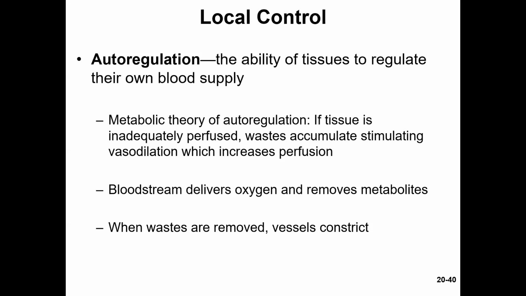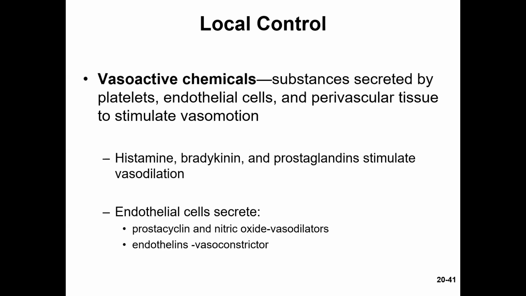The bloodstream delivers oxygen and removes metabolites. When wastes are removed, the vessels constrict. Vasoactive chemicals are substances secreted by the platelets, endothelial cells, and perivascular tissue to stimulate vasomotion. These include histamine, bradykinin, and prostaglandins, which stimulate vasodilation. Endothelial cells secrete prostacyclin and nitric oxide, which are vasodilators. Endothelins are vasoconstrictors.